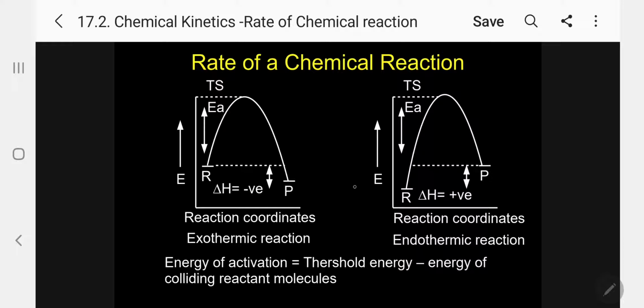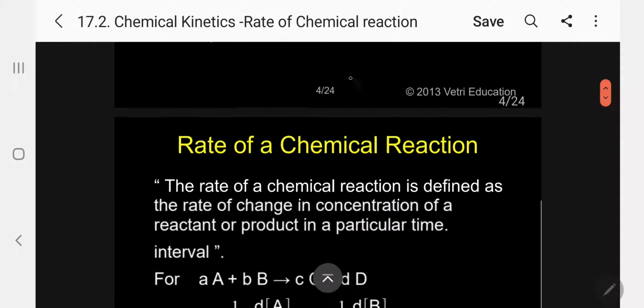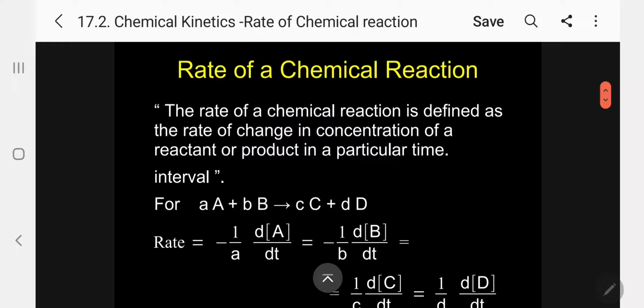Kindly follow. Coming to the rate now, if energy of activation is higher, the rate will be smaller. If energy of activation is less, the rate will be faster. Okay, let me go on now. Rate of a chemical reaction.